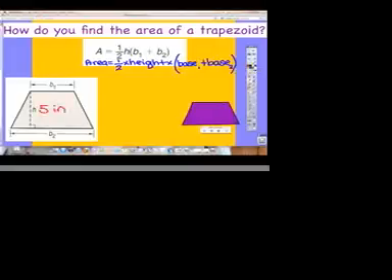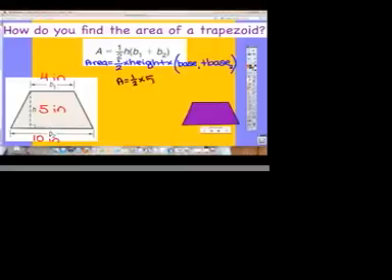So right here, we're just going to put A equals 1/2 times, stop. Here's your first treasure hunt. You have to find the height from the picture. What is it? Okay, so put a 5 right there. So that's the first number that we included. So now we'll times by, we've got to have our parentheses. Base 1 and base 2.